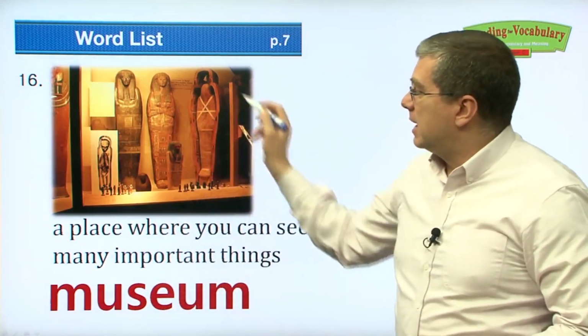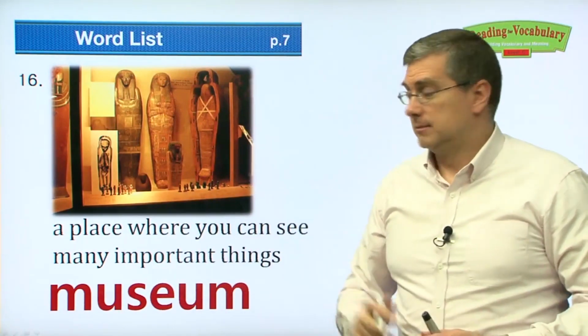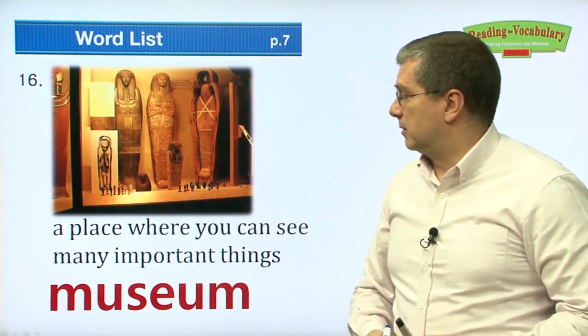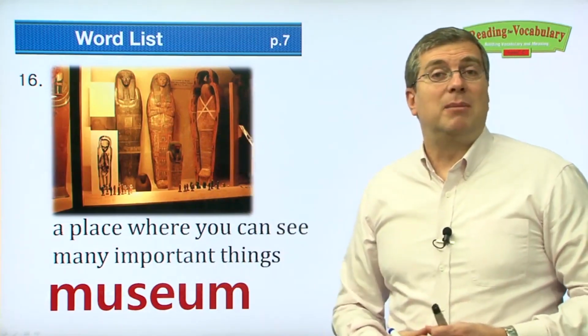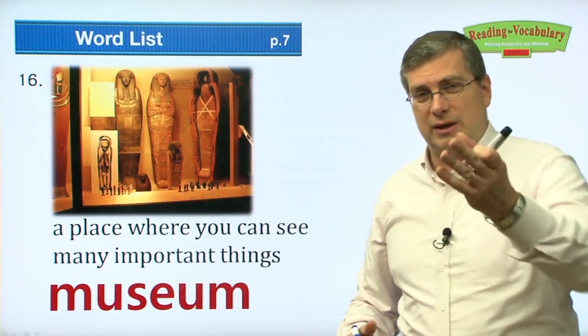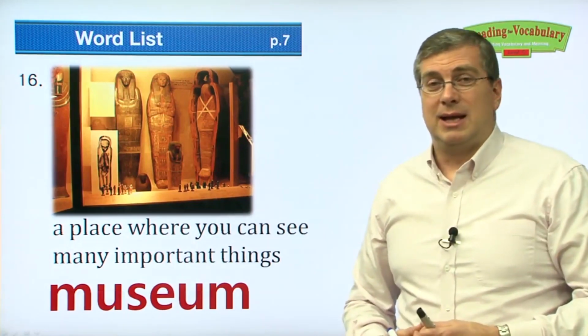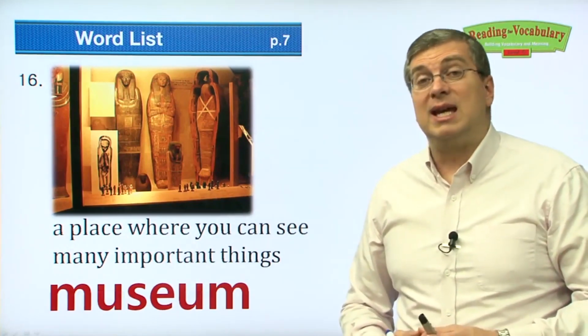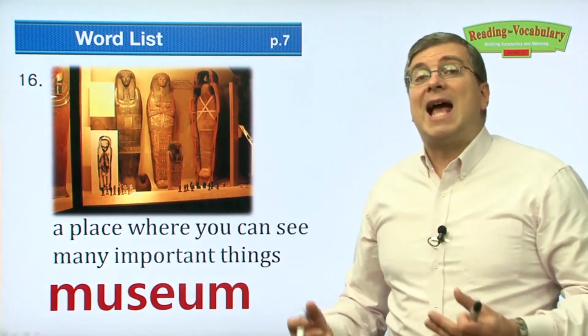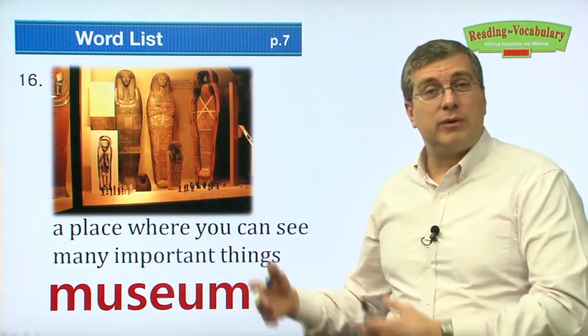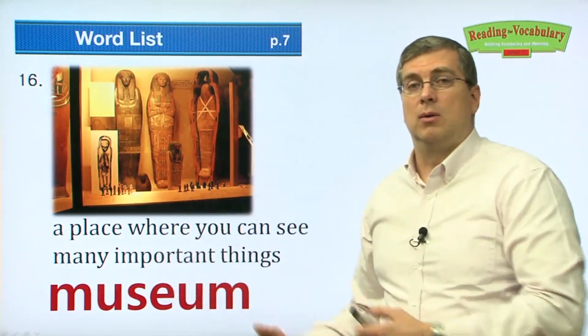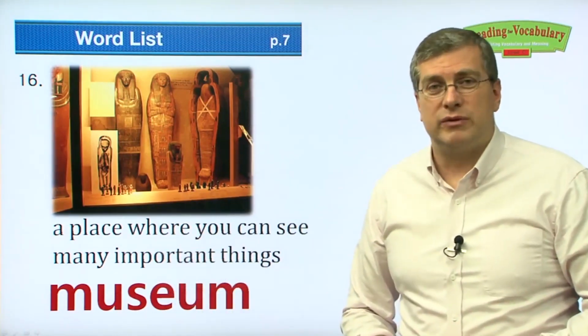So here we see things from ancient Egypt, right? A long time ago, we can see the mummies, right? And you can see mummies in a museum. You can see things from your country that existed a long time ago in a museum. In natural history museums, we can see animals that existed a long time ago.